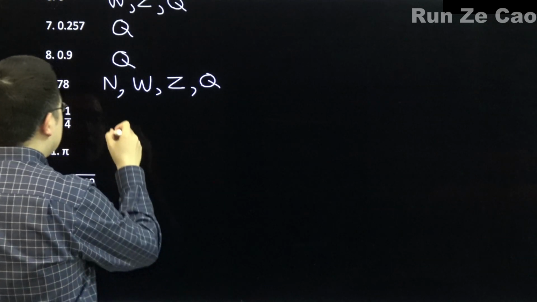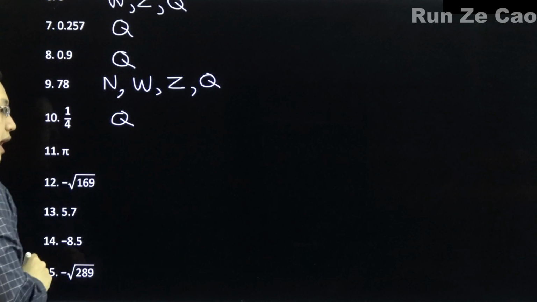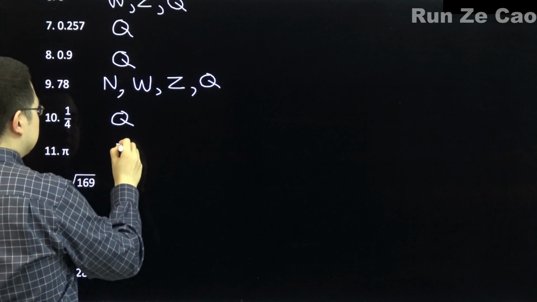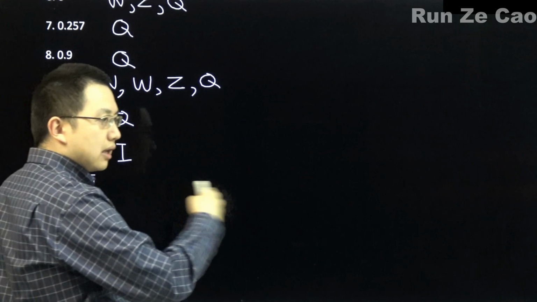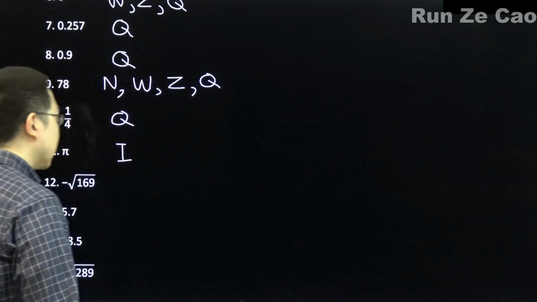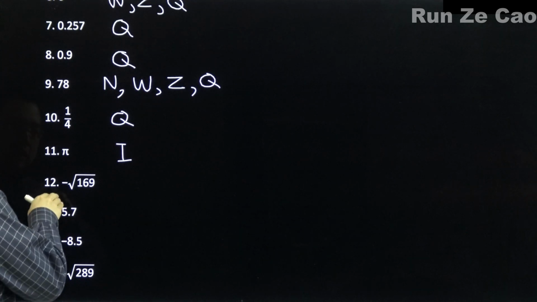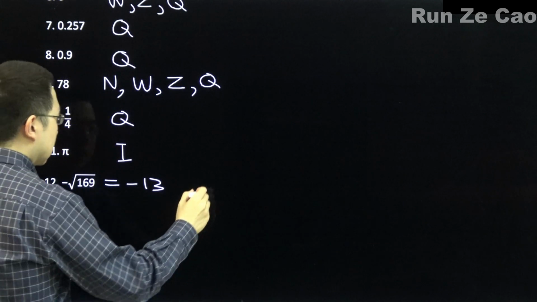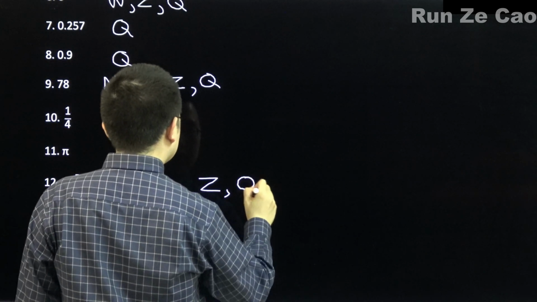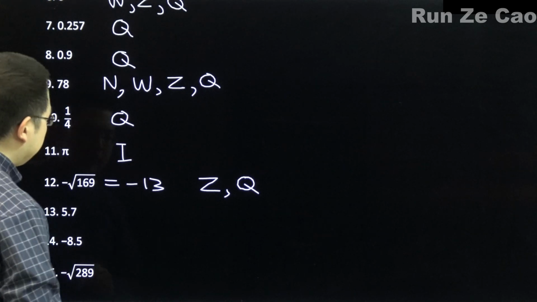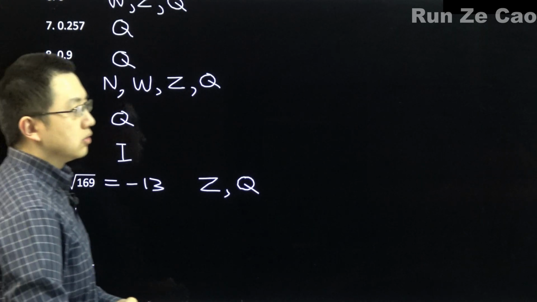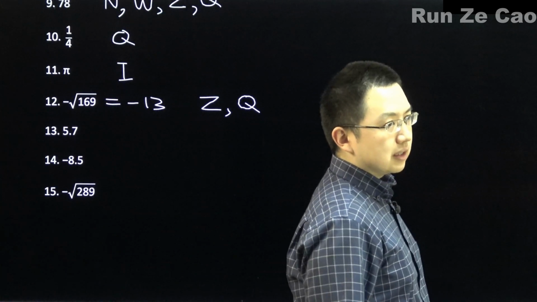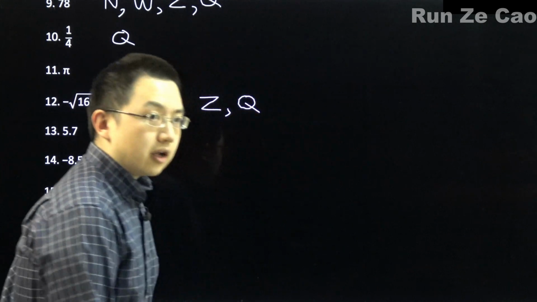1 over 4, that's rational. It can be represented as a fraction. However, it's obviously not an integer. Pi is irrational. It's an infinitely long, non-repeating decimal. And negative root 169 is equal to negative 13, which is an integer and rational. However, if it was, say, negative root 168, it would be irrational because square roots that don't evaluate to integers are infinitely long and non-repeating.